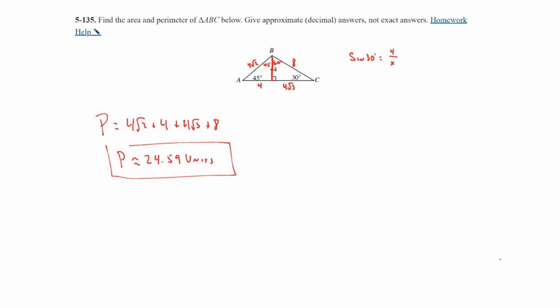So there's the perimeter. To find the area of the triangle, it's 1/2 base. Now the base would be 4 plus 4 square roots of 3. It's that whole length right here. And then this would be the height, which is 4. And then once again, to get the approximate answer, go ahead and plug that in the calculator. And so the area is approximately 21.86 units squared.